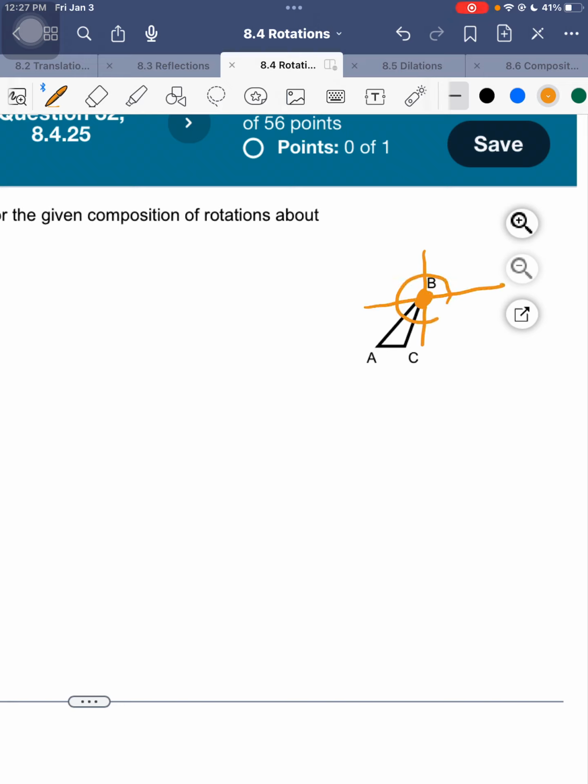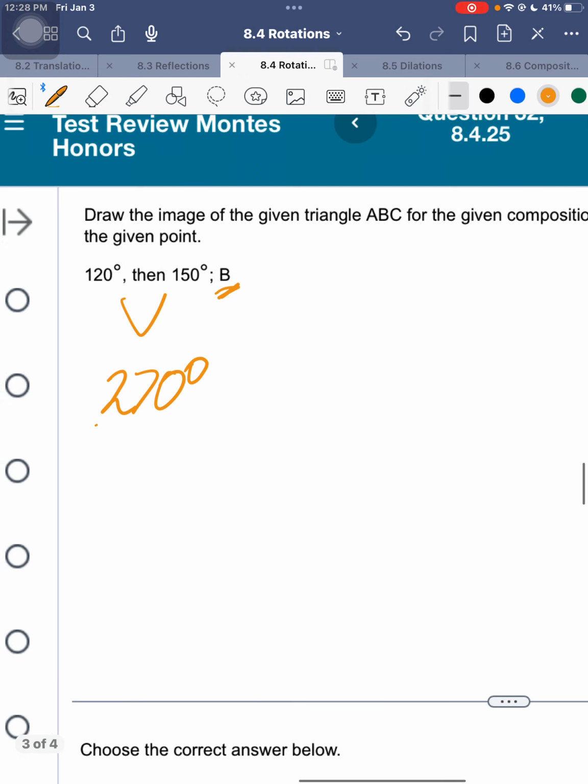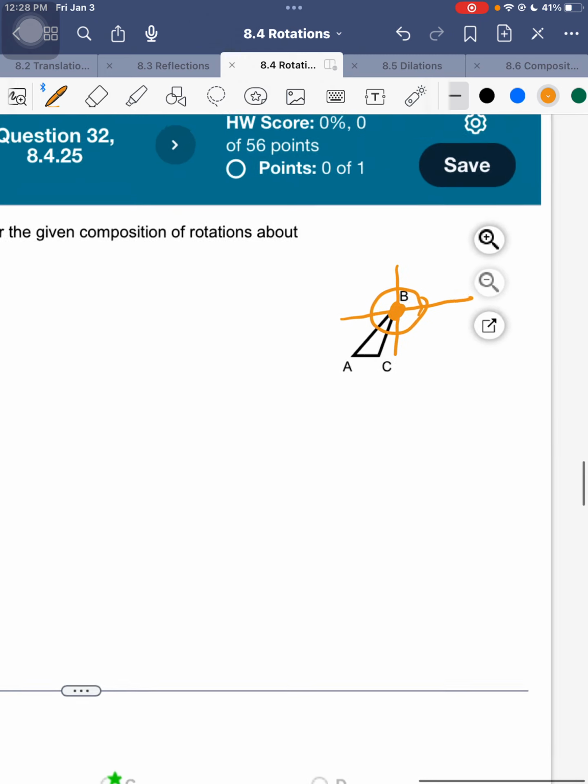Now, how many ways can we move? Still 90, 90, 90, 90. So 270 divided by 90, because I want to figure out how many times I'm going to turn. The zeros cancel out. 27 divided by 3 is 3. So that means I need to move 3 times this 90 degrees in order to get to 270.